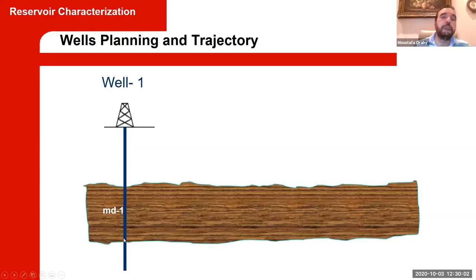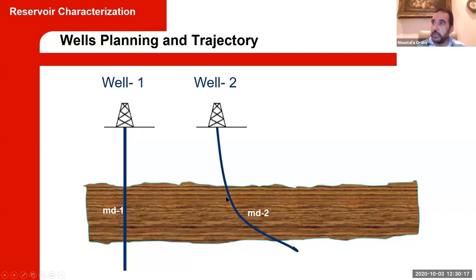Now, if I look at well two, and well two is a deviated well, then where is the measured depth? That curve is not really a straight line anymore. That's called measured depth two. So what do you think? Is measured depth one equal to measured depth two? No. But they are going through the same zone, yes. But how can I compare now?